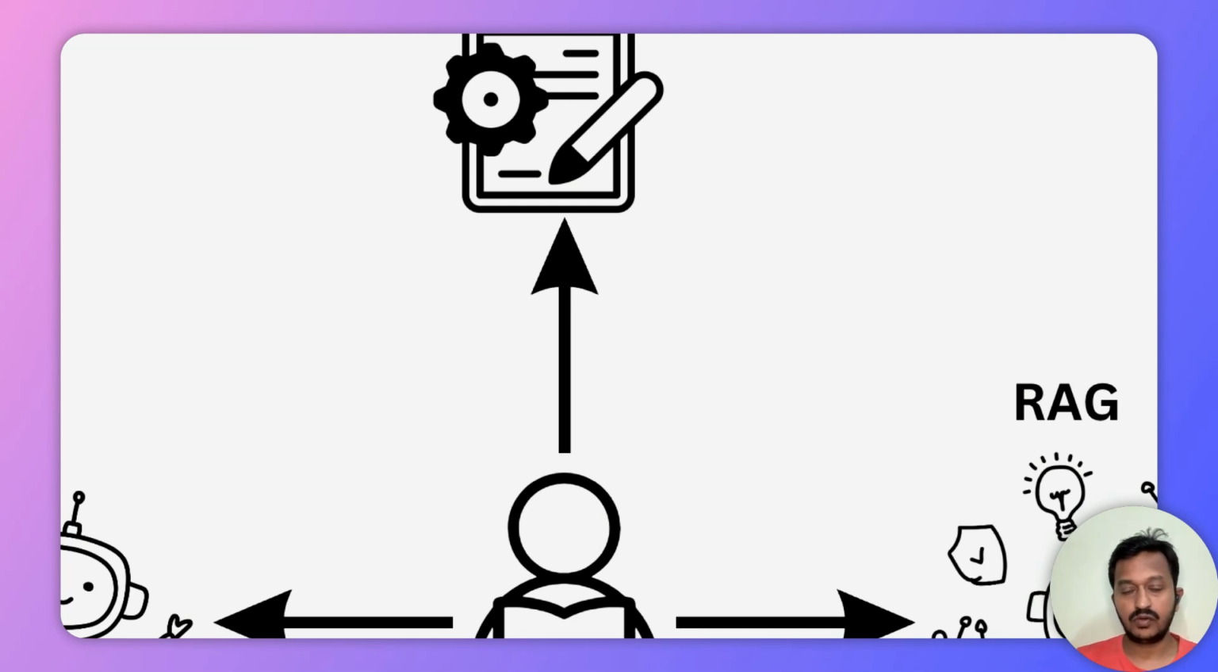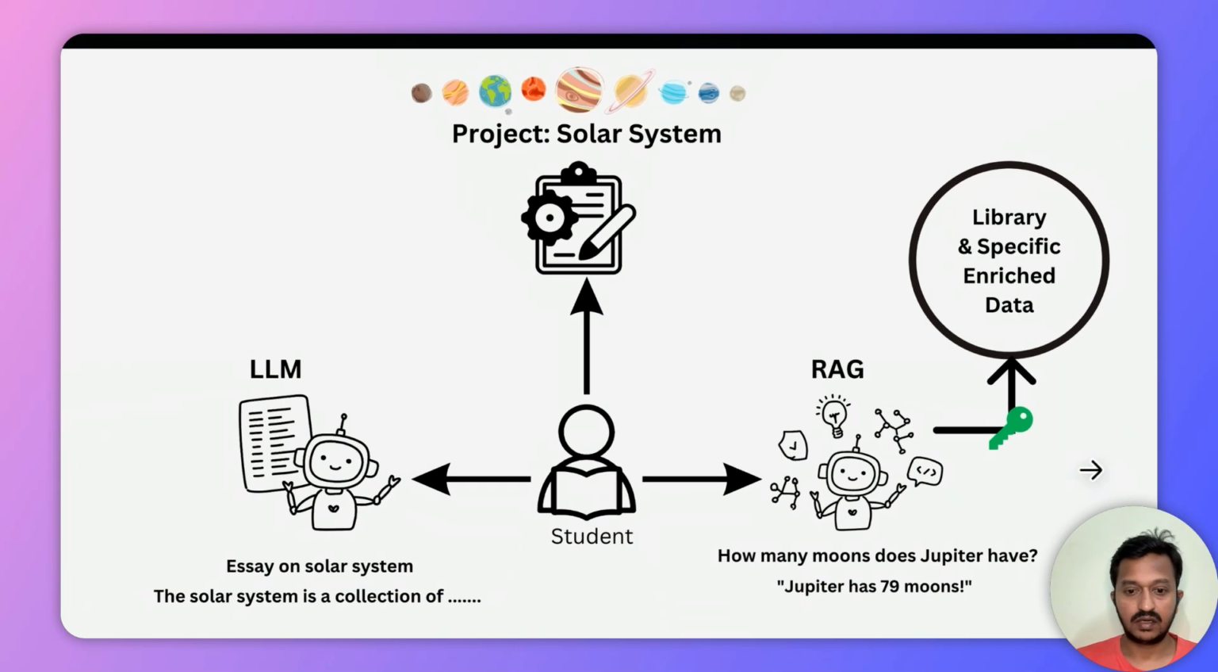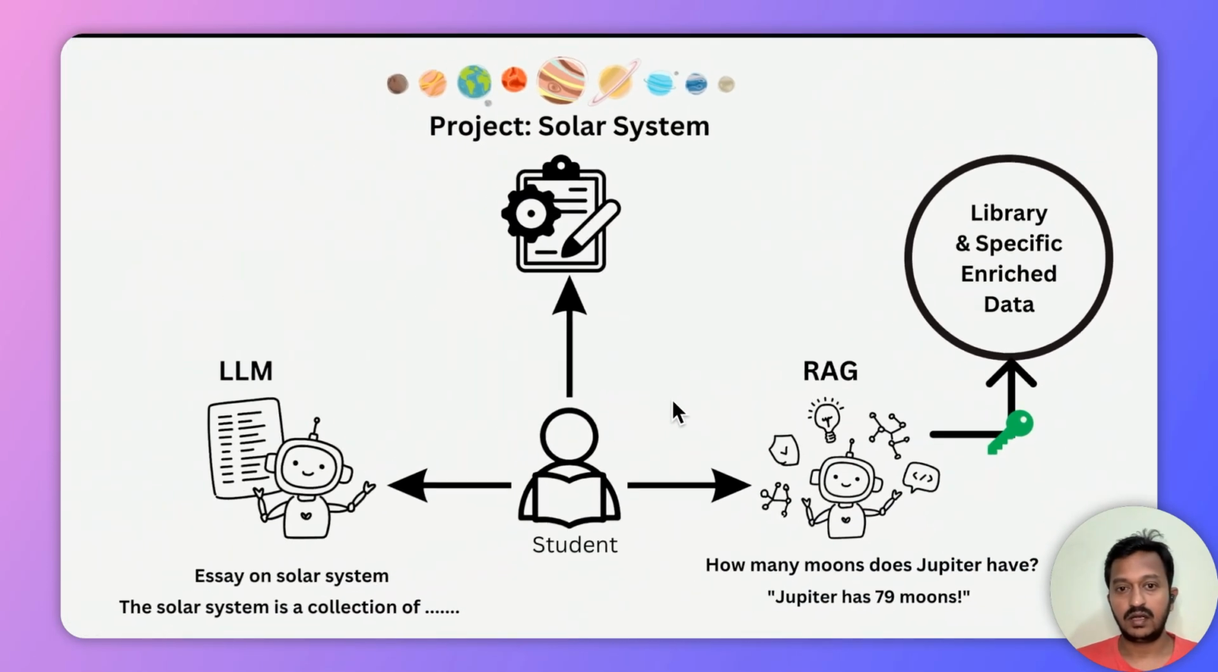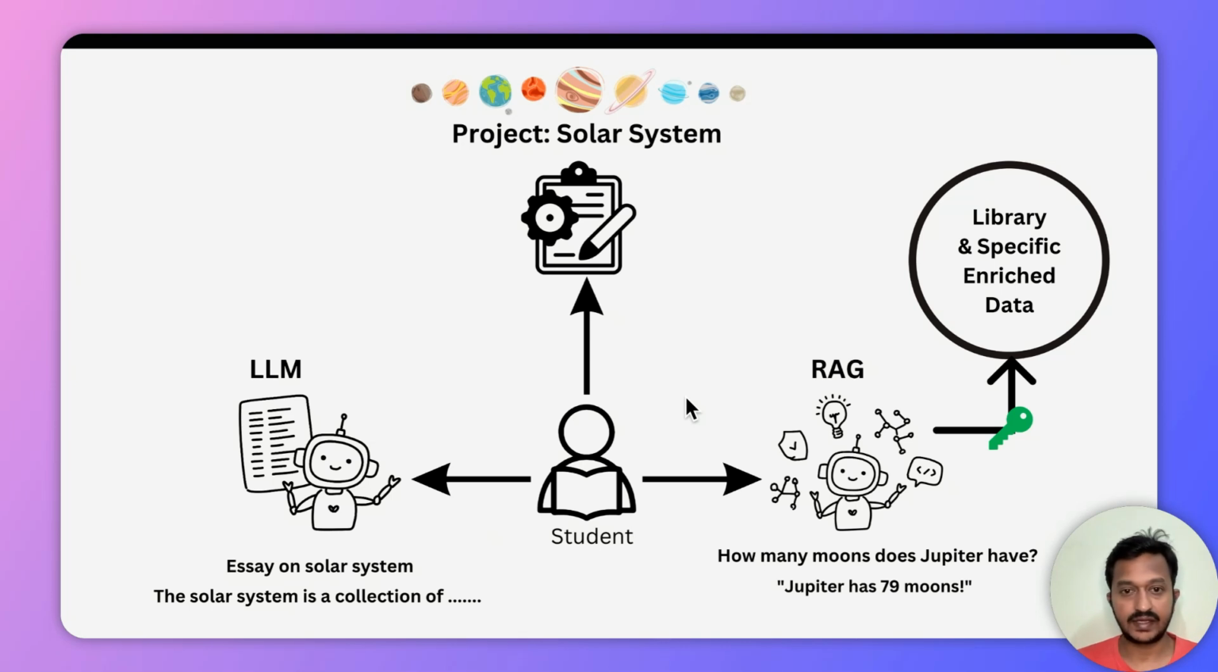And how do large language models differ from RAG? As you can see here with a simple example, in college you might be given a project on the solar system: write an essay on the solar system. If you take the help of an LLM, it can write an essay saying the solar system is a collection of this and that, but sometimes it can also hallucinate. You don't know if the answer is correct or not.